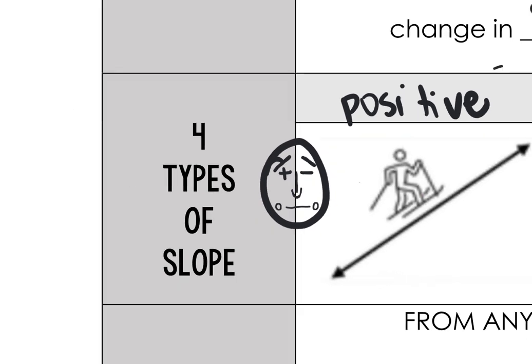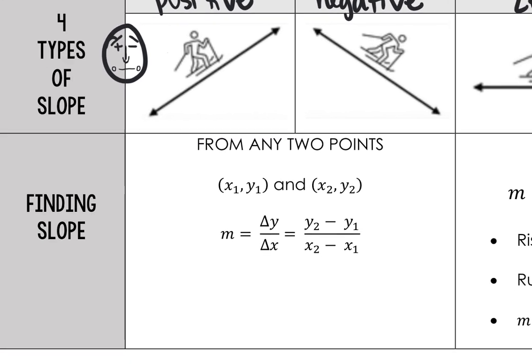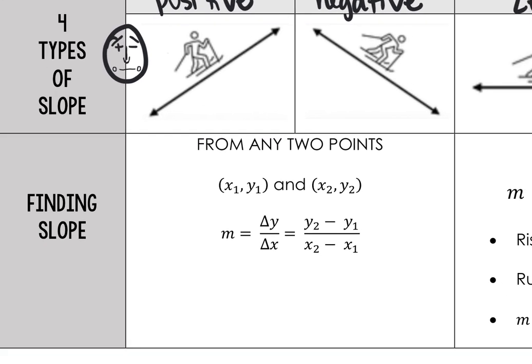Okay? Now, when we are finding slope from 2 points, remember, points are always x comma y. So we can take 1 point, and this would be x1 and y1, and then our second point would be x2 and y2. And we're going to plug them into this formula that I know you guys have used before. This is y2 minus y1 divided by x2 minus x1. So anytime we're given 2 points like this, we are going to be plugging them into this slope formula, y2 minus y1 over x2 minus x1.